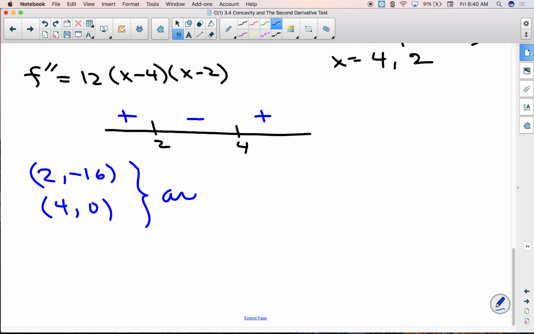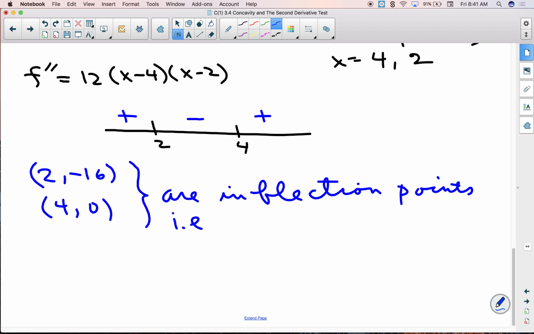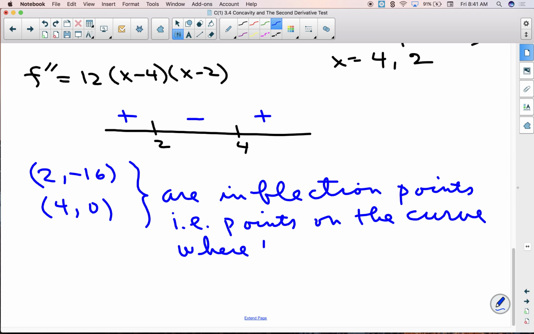Inflection points are points on the curve where the concavity changes. So if it just asks for the inflection points, you really don't have to do anything with the critical values, correct? Correct. Critical values and inflection points are really just two separate sets of values.